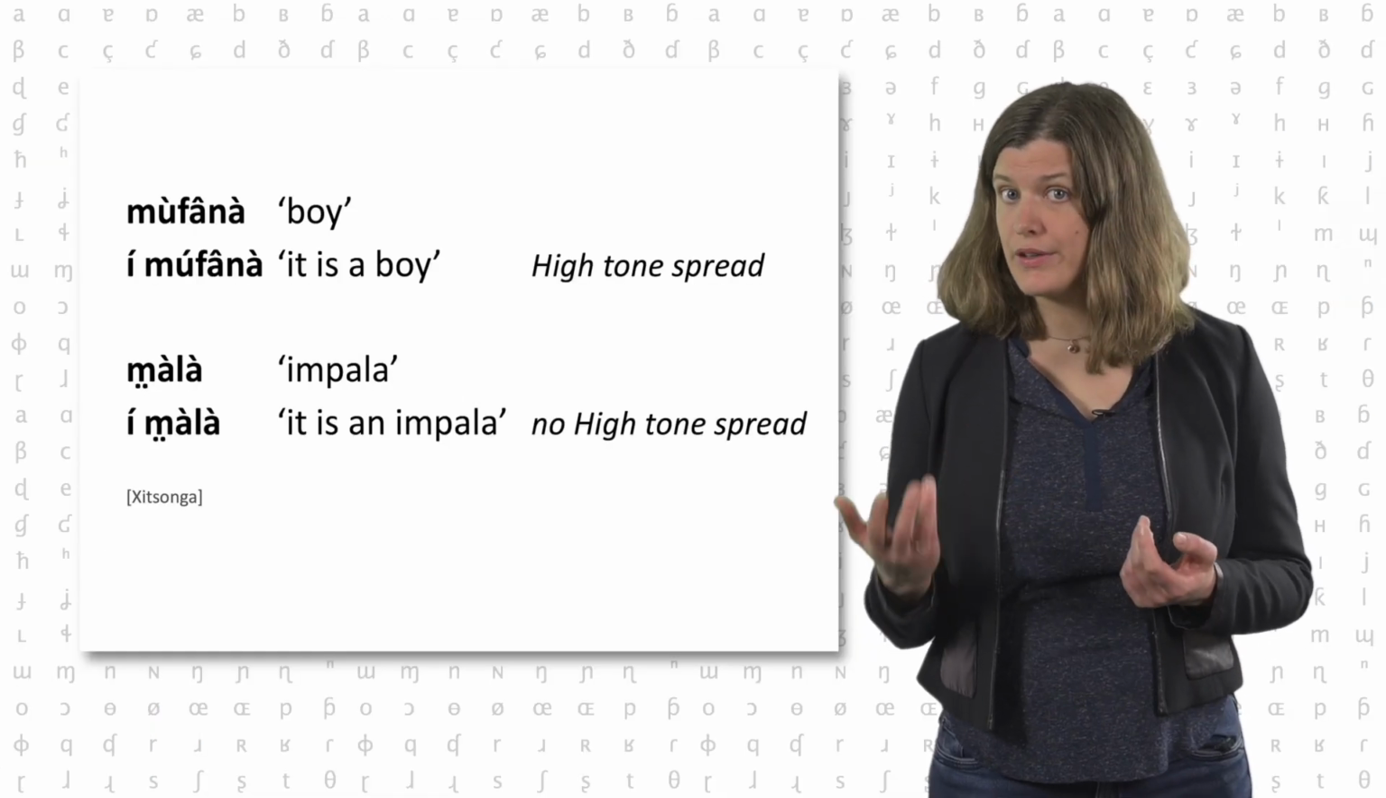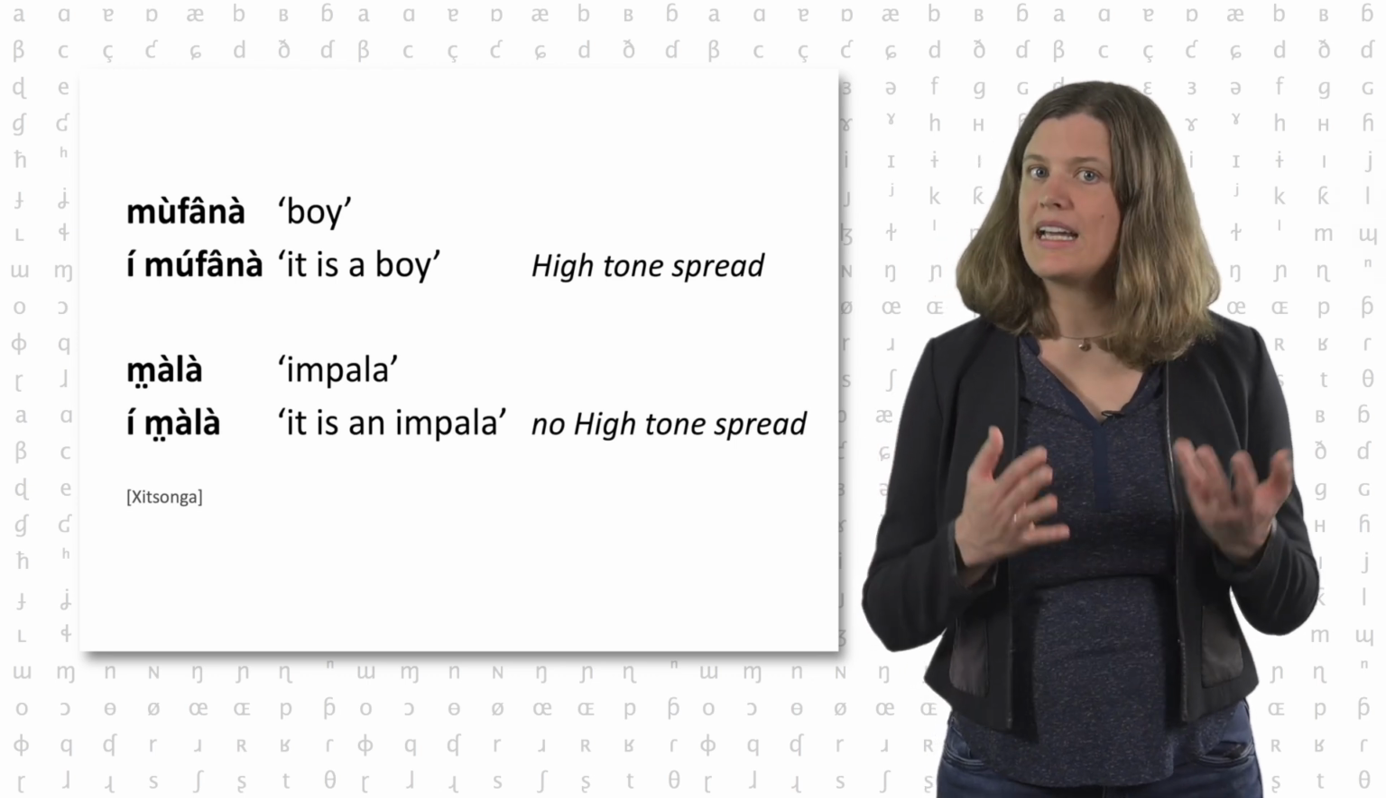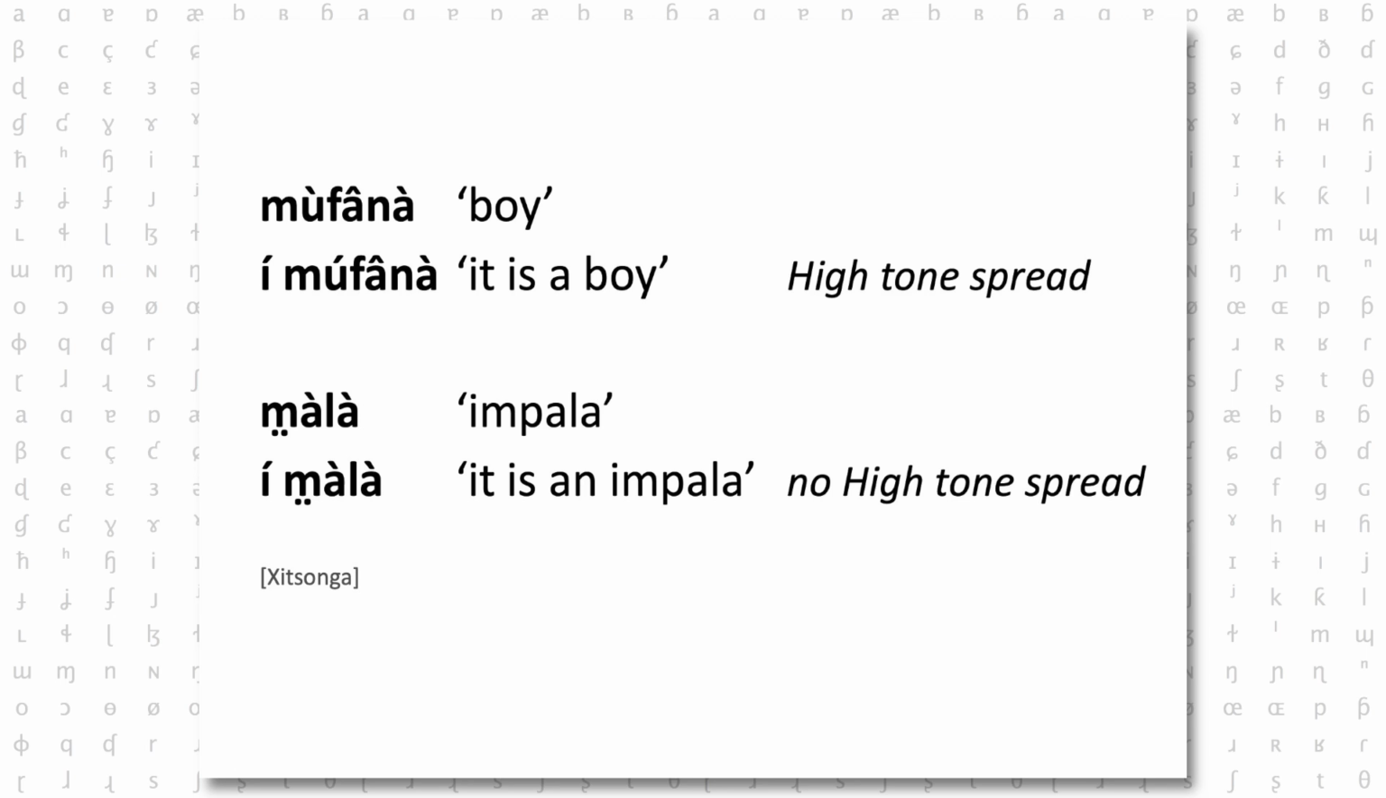In Xitsonga, for instance, depressor consonants block high tone spread. Normally a high tone spreads towards the right, as you see with the word mufana. The syllable mu is normally low-toned, but when it is preceded by a high tone on the preceding I, it becomes high-toned. But in the word for impala, which starts with a depressor consonant, there is no high tone spread.